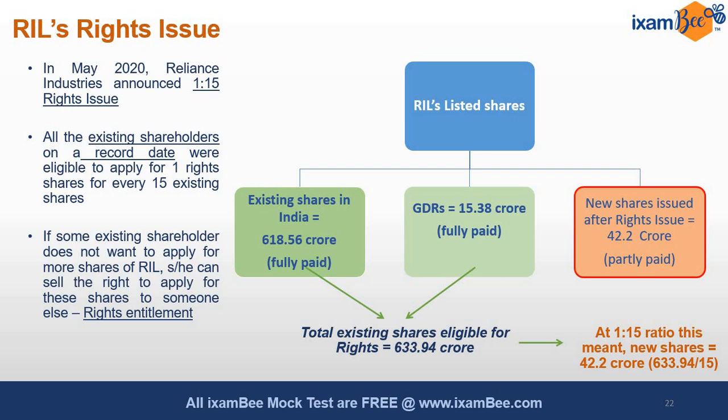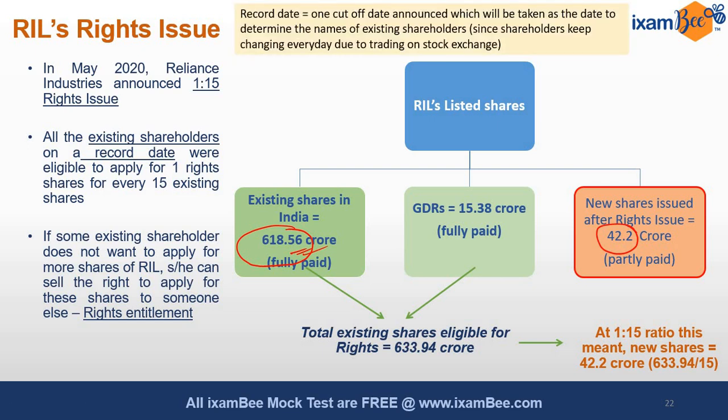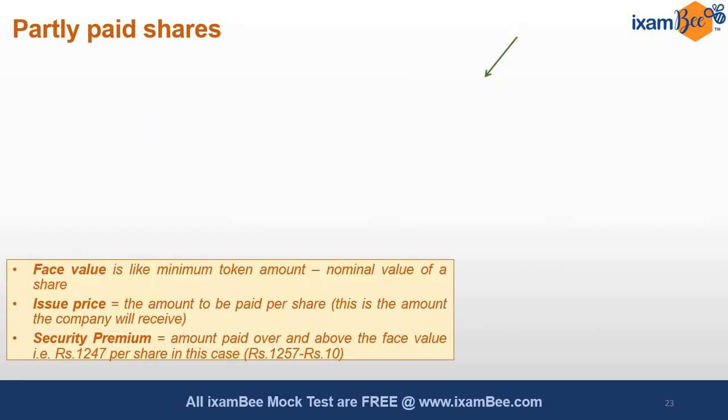In that I explained to you that with existing shares of 618 crore, Reliance came out with an offer of issuing new rights of 42 crore shares, and somebody who has 15 shares got the right to buy 1 share by partial payment. So let's understand what this partial payment is, what partially paid shares are. Before this, you need to understand these terms.